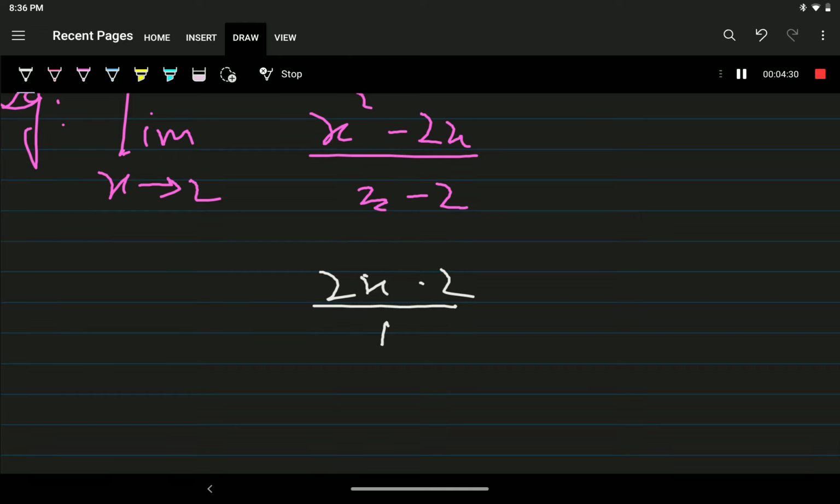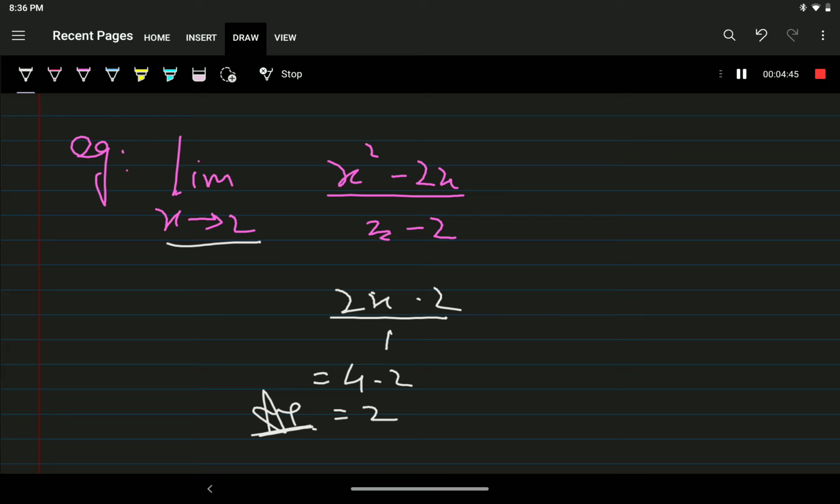Now you see, it is not a 0 by 0 format. So now we can put the value of the limit and we can say it is 4 minus 2. This is the answer. This is how to solve questions. So this will help you solve questions very, very easily in a very, very short time, which is very much required in JEE as well as other competitive examinations.